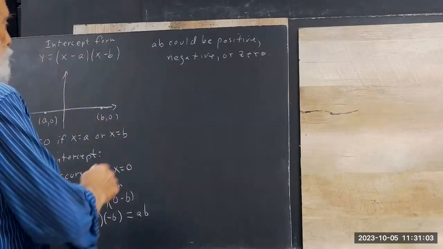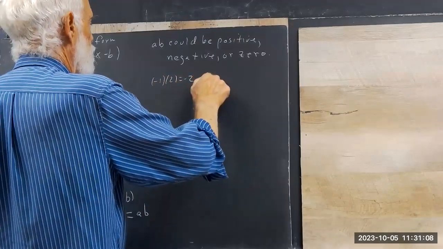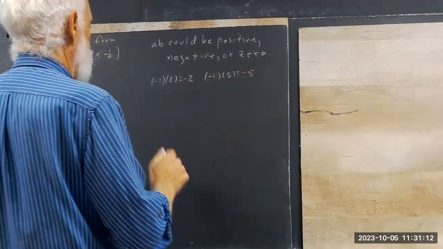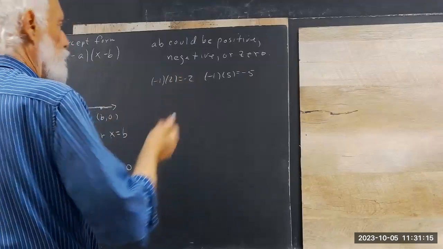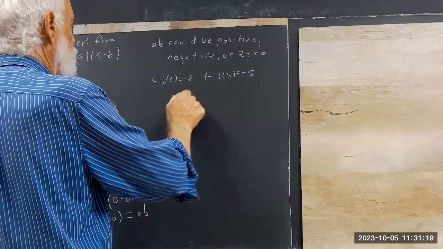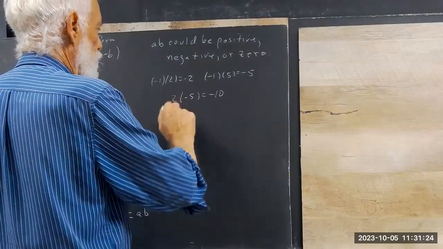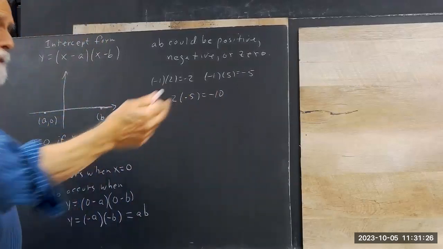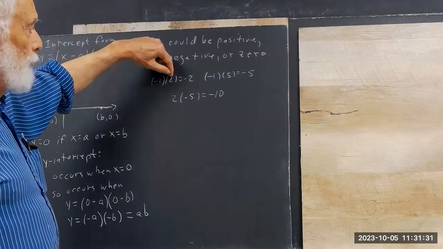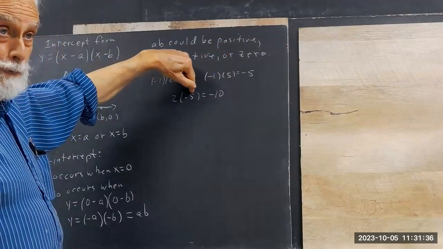I asked you to write down two numbers that would give you a negative. I saw negative 1 times 2 equals negative 2. I saw negative 1 times 5 equals negative 5. And what else did I see? It's the last one I looked at. How could I forget that? I think it was 2 times negative 5 equals negative 10. Okay. So we have A negative, B positive, or A positive, B negative.